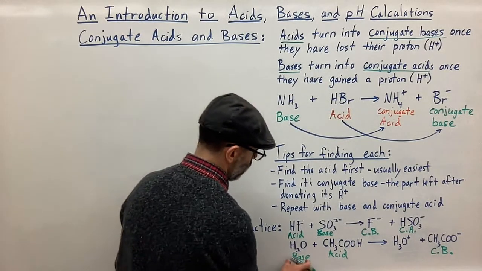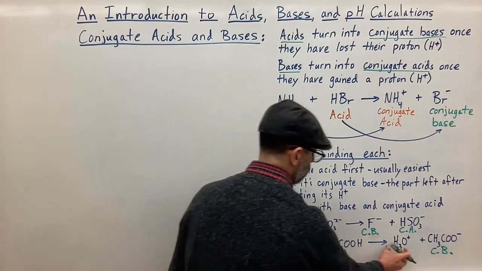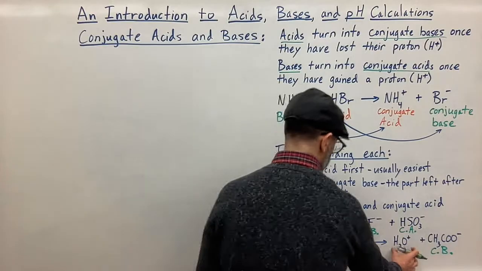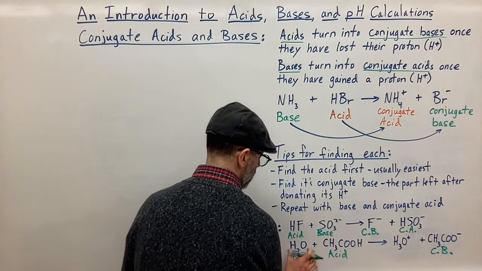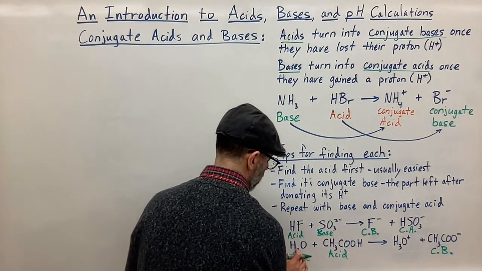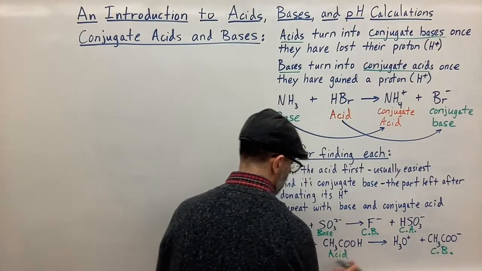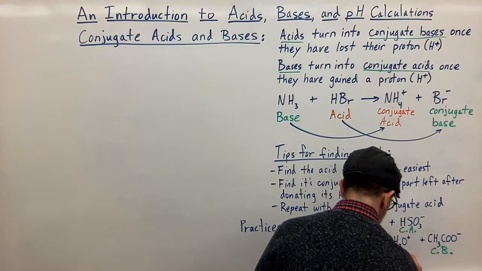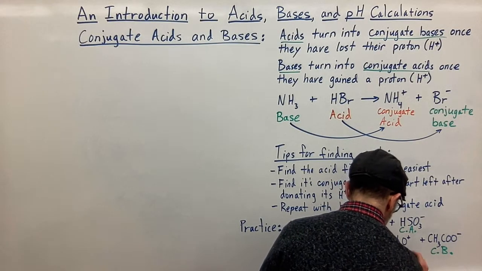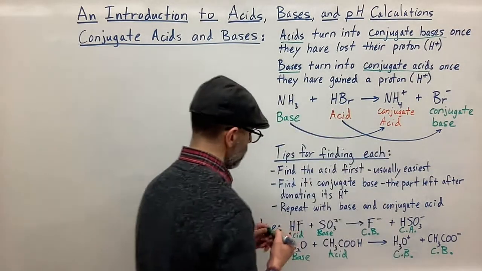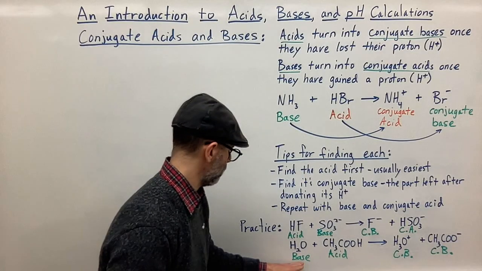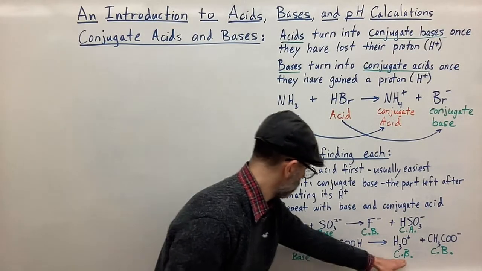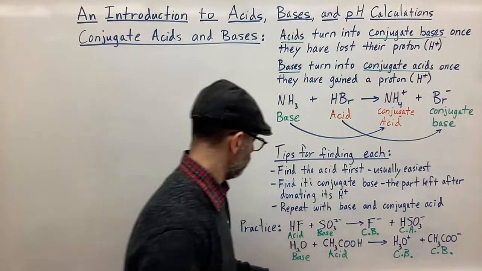So this is your conjugate base. And then water, you have the base. Well, this one must be the conjugate acid because that's left over. But you can tell that because the base picks up an H from the acid, and now you get H3O plus.